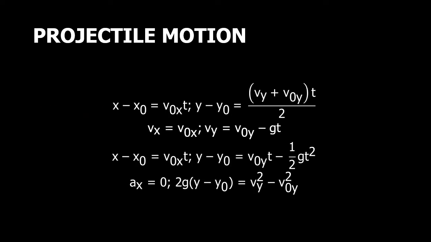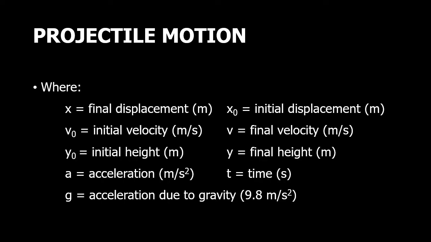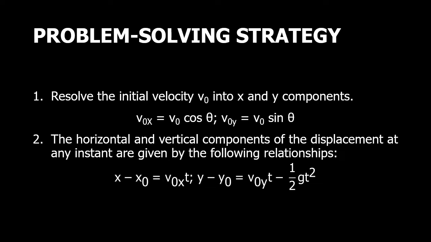So these will be the formulas we're going to need to solve for the projectile motions, where x is the final displacement, x sub 0 is the initial displacement, v is the final velocity, v sub 0 is the initial velocity, y is the final height, y sub 0 is the initial height, a is acceleration in meters per second squared, t is for time, and g is acceleration due to gravity, which is 9.8 or 9.81 meters per second squared.